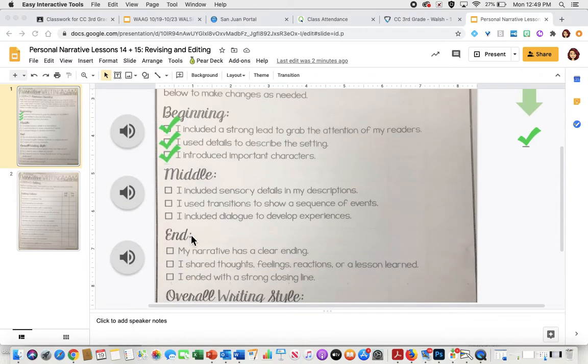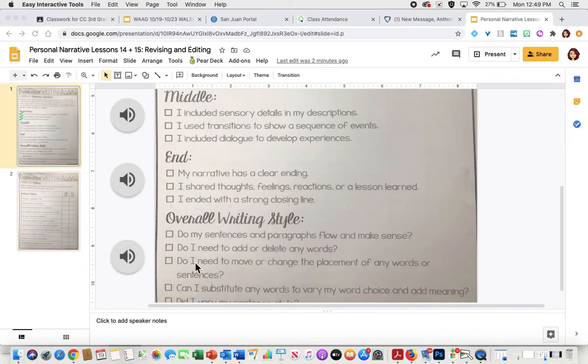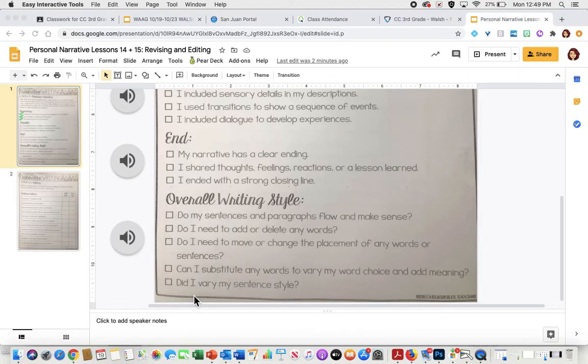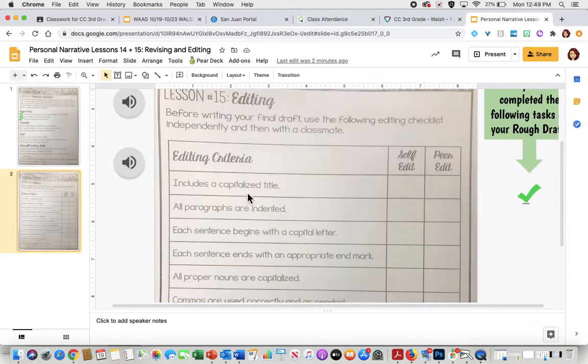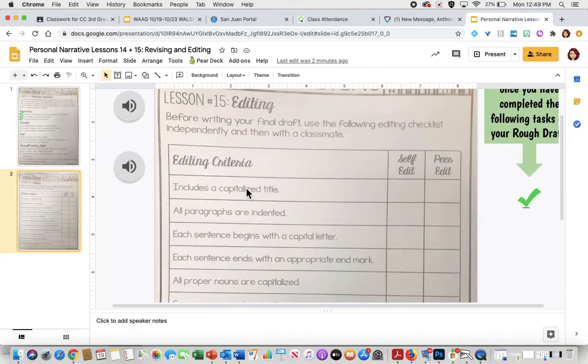Remember, your job is to go through and check all of this. You're going to read your rough draft out loud or whisper read it, so that way you can catch those mistakes. We're going to move to slide number 2, and you're going to see we're going to talk now about editing. Editing is different from revising because in revising, we're looking at how the story is written, while editing, now we're looking for those little conventional errors.